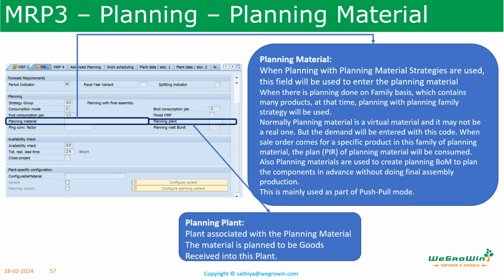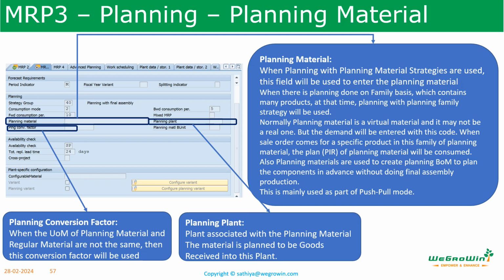Planning plant is the plant associated with planning this material, and also this is where the planning material needs to have the goods receipt. Then planning conversion factor is for when there is a unit of measurement which is different between this planning material and the actual material, we can use this factor here, right?